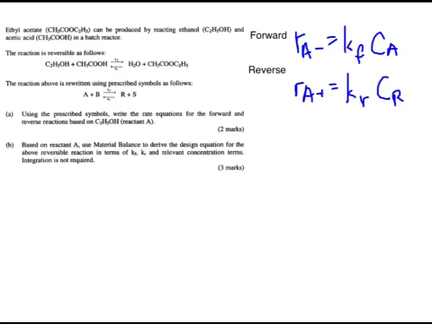Part B asks us to use material balance to derive the design equation for the above reversible reaction based on reactant A. And material balance based on reactant A is equivalent to the amount input into the batch reactor plus the amount generated is equivalent to the output plus the amount reacted plus the amount accumulated.